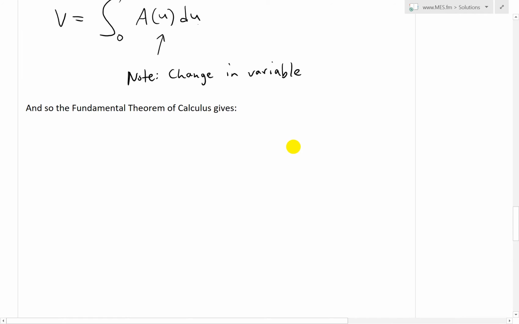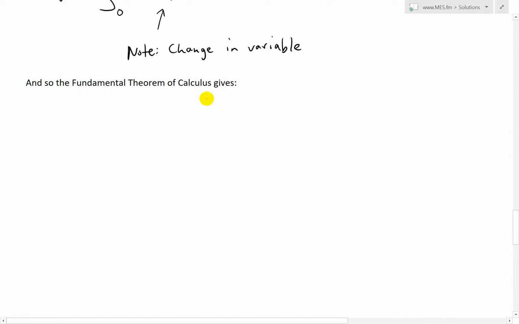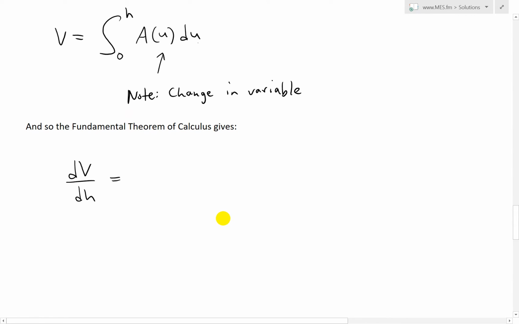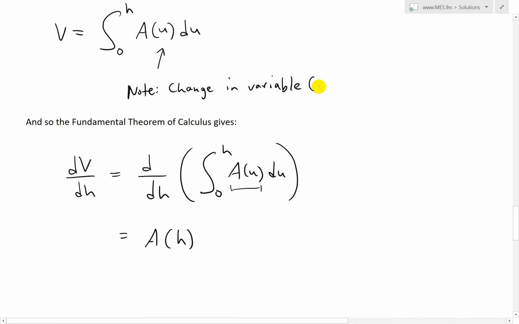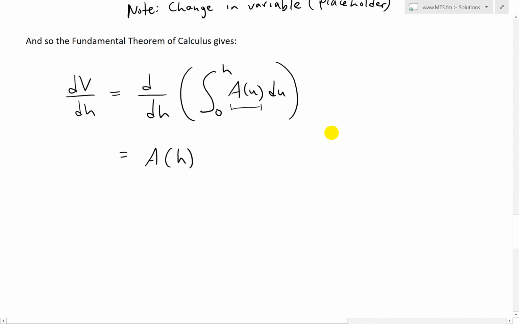So now that we have the volume of this shape, and it's a general shape, so it's just a general integral, and now from the fundamental theorem of calculus, recall that we can take the derivative dV over dh. This is going to be the derivative of the volume in terms of h. It's going to be d over dh of this integral from 0 to h of A of u du, and from the fundamental theorem of calculus, the derivative of an integral is just this integrand here. So this equals A of h. Again, u is just a placeholder, a change in variable, so that's all it is, it doesn't matter what it is. So this is just A of h when you plug in that.